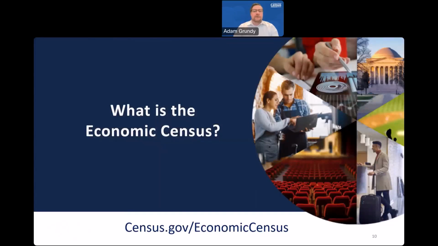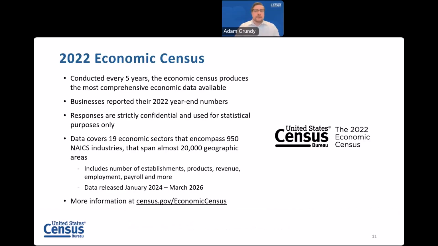All right, so let's dive into the first one, the economic census. The URL is below where you can follow along to get more information about the economic census. So, like I mentioned before, it's conducted every 5 years. The businesses for the 2022 economic census reported their 2022 year-end numbers. The responses were strictly confidential and only used for our statistical purposes here at the Census Bureau. The data covers over 19 economic sectors and encompasses 950 NAICS industries and almost 20,000 geographic areas. So it covers a lot of NAICS material, and it also covers a lot of geographic areas that go down to even the zip code level.